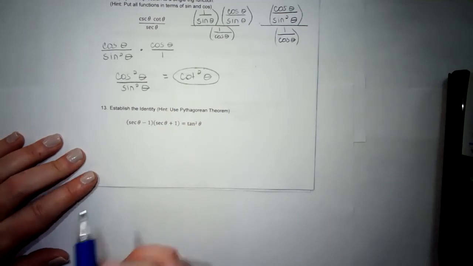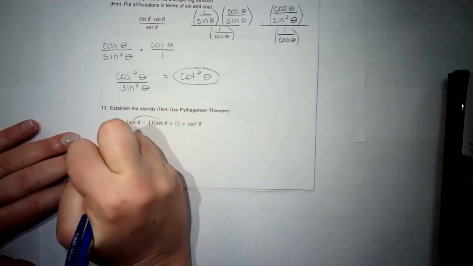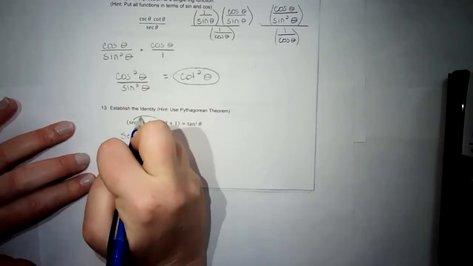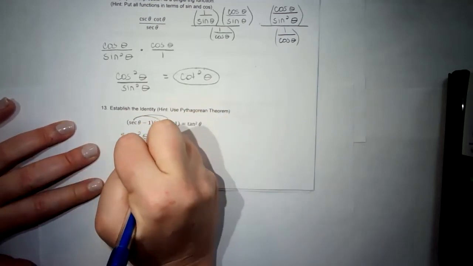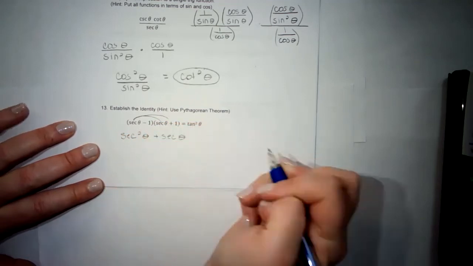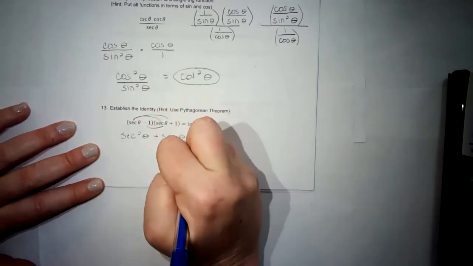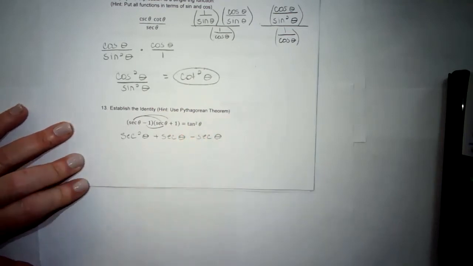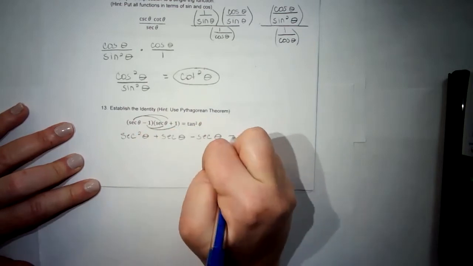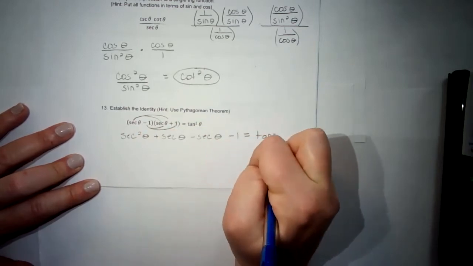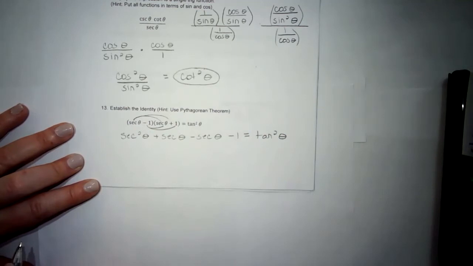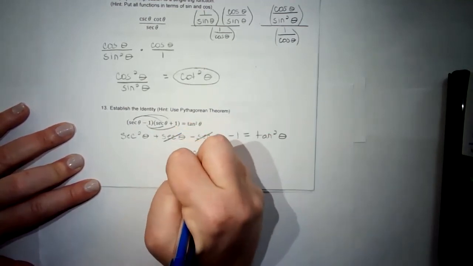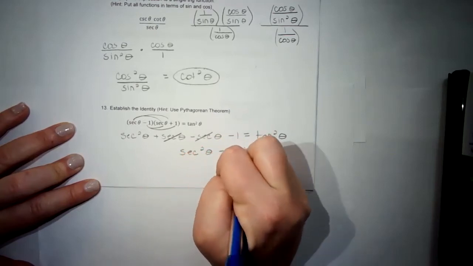Let's FOIL. So we're going to have secant times secant, secant squared theta. We're going to have a secant times a 1, so that's plus secant theta. We're going to have a negative 1 times secant, so now we're subtracting. Oh, that's nice. We're going to cancel the middle. And last but not least, we have a minus 1. Okay, so the middle cancels, and I have secant squared theta minus 1.